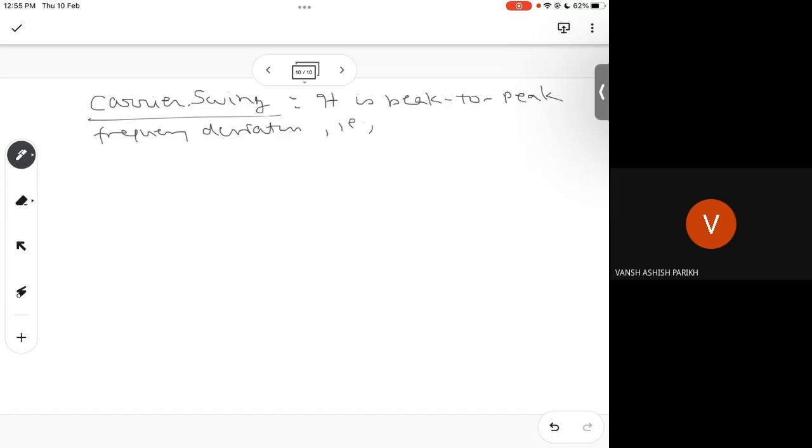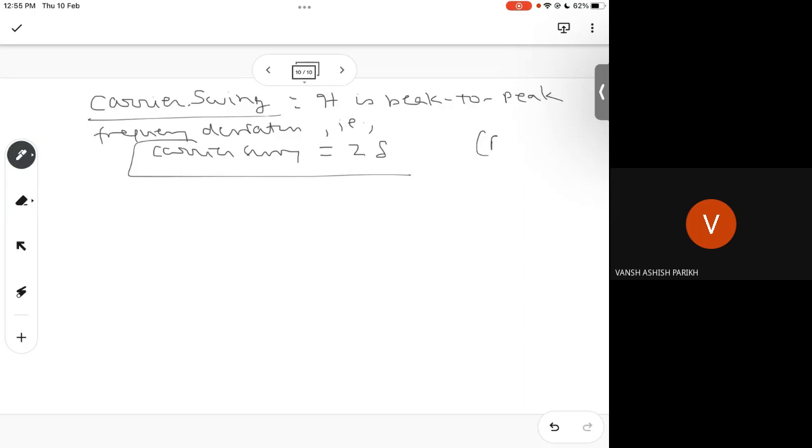That is, your carrier swing is equal to 2 delta. Okay, and delta is defined as Kf times Vm. So carrier swing is nothing. It is basically your peak to peak.